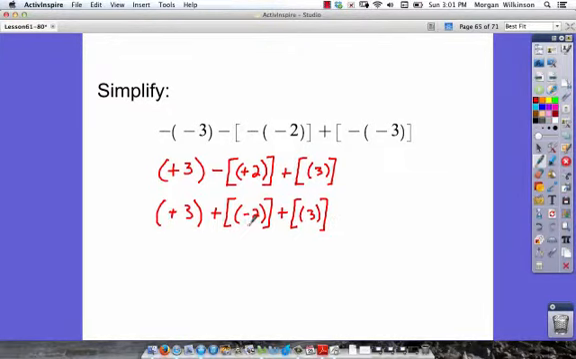And we can go ahead and solve. 3 plus negative 2, that must be 1, and 1 plus 3, that must be equal to 4. So we found our answer. The key again, work from left to right, simplify your negative symbols, and then make sure you're always adding before you get your answer.